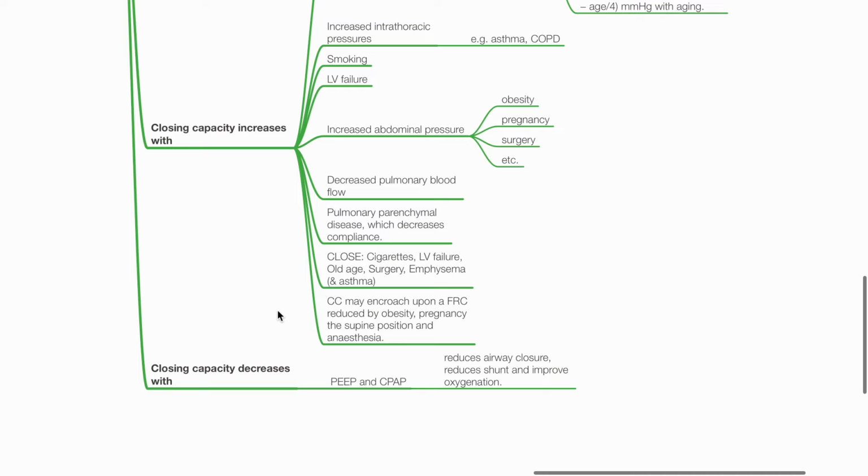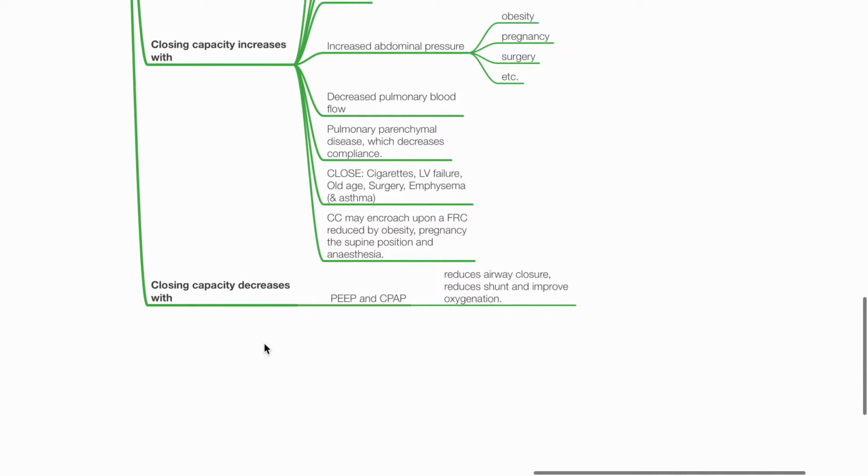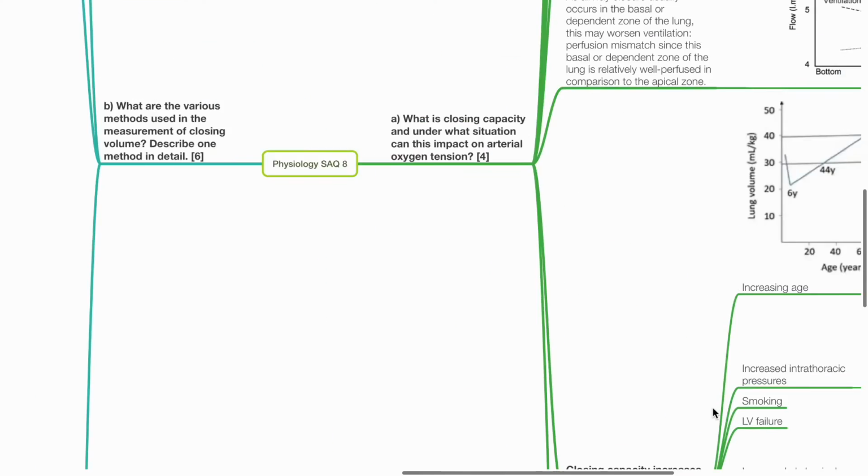A mnemonic to remember causes of increased closing capacity is CLOSE, which stands for cigarettes, LV failure, old age, surgery and emphysema. Closing capacity may encroach upon a FRC reduced by obesity, pregnancy and supine position, and general anesthesia. Closing capacity decreases with PEEP and CPAP, which reduces airway closure, reduces shunt, and improves oxygenation.